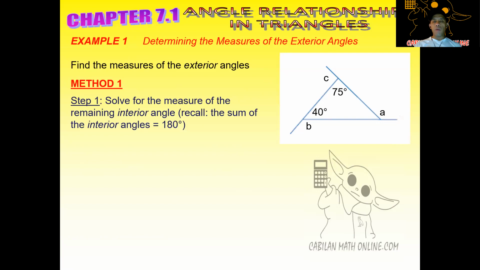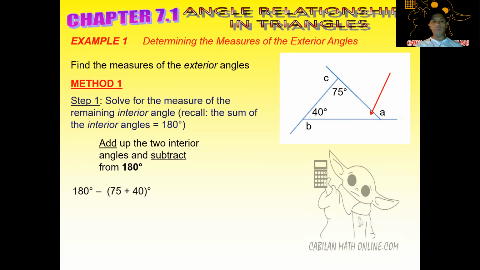The way we're going to do that is, remember I mentioned in the beginning of this lesson that all three angles inside the triangle add up to 180. That's exactly how we're going to solve this problem. We're going to take those two angles that we have there, add those two angles up, and then subtract them from 180. When we do that, that gives us a value of 65 degrees.